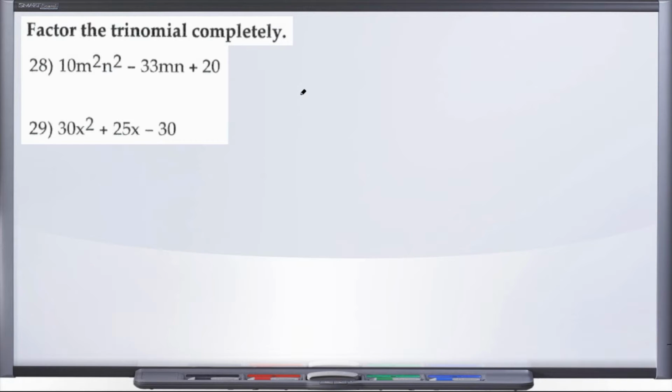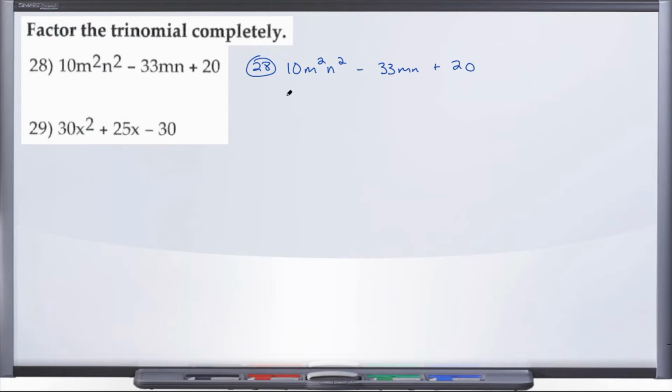Alright, so as we move right along here at question number 28 and 29, we are still factoring the trinomial completely. So let's go ahead and, like we've been doing, we'll rewrite the original expression we had out to the side here to give us some additional room. Plus 20. Alright, so question 1, we want to see, is there a GCF that we can factor out of the expression of the trinomial?